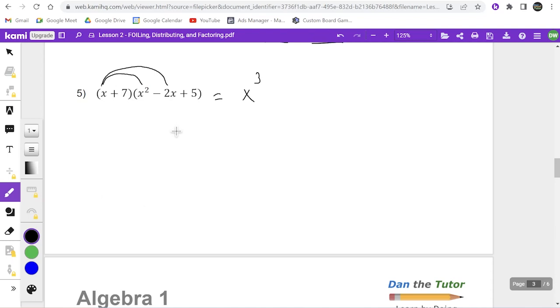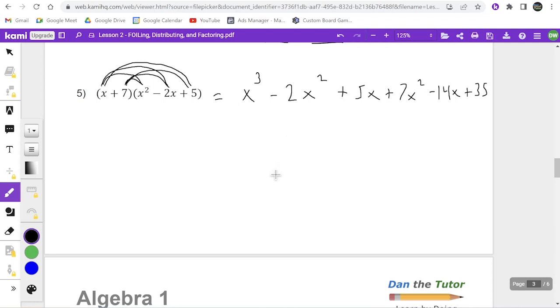Next is x times negative 2x. That's going to be minus 2x squared. That's more similar to the ones we were doing earlier today. The third one is x times 5, which is just plus 5x. Notice I was very methodical in my approach. I did the x times all 3 terms in the right factor, and now I'm about to do the 7 times all 3 of these. So 7 times x squared is plus 7x squared, and then 7 times negative 2x is minus 14x, and then the last one, 7 times 5, is plus 35.